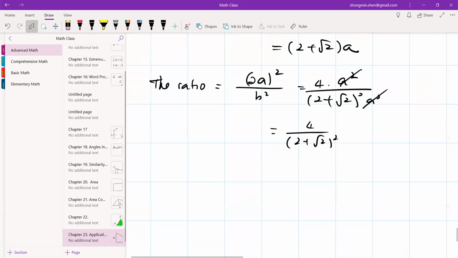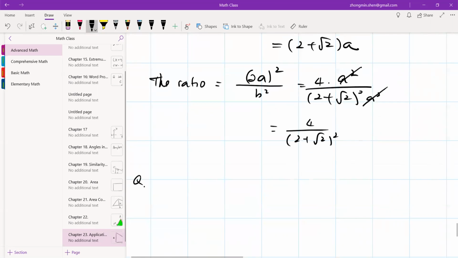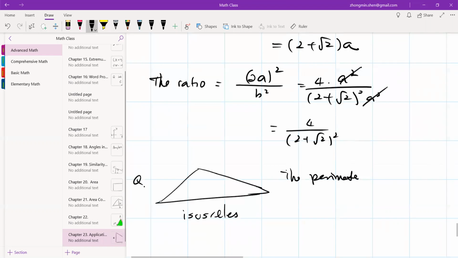Okay, so let's look at the next problem. So I have an isosceles triangle. Okay, I know that the perimeter is going to be 64 centimeters long, and the altitude h is going to be 8 cm. Find the area of the triangle.